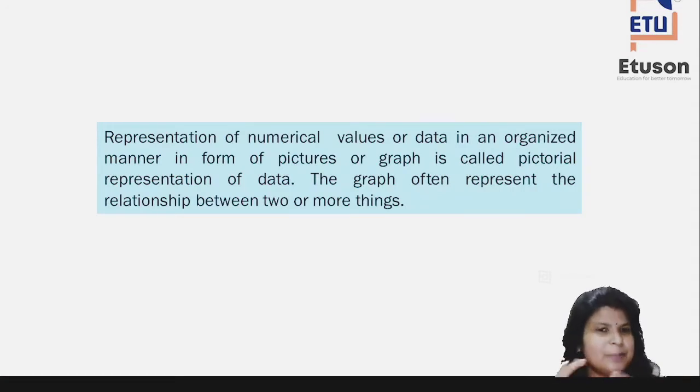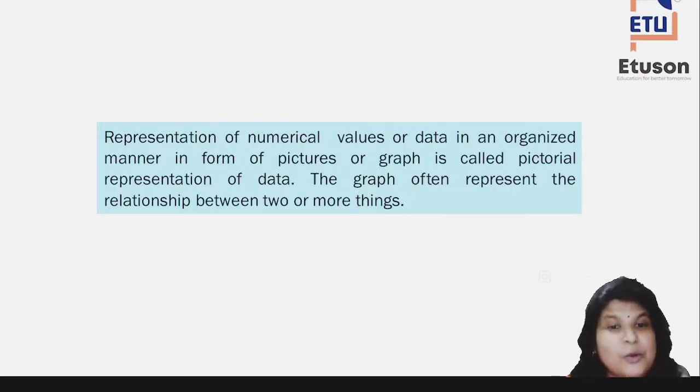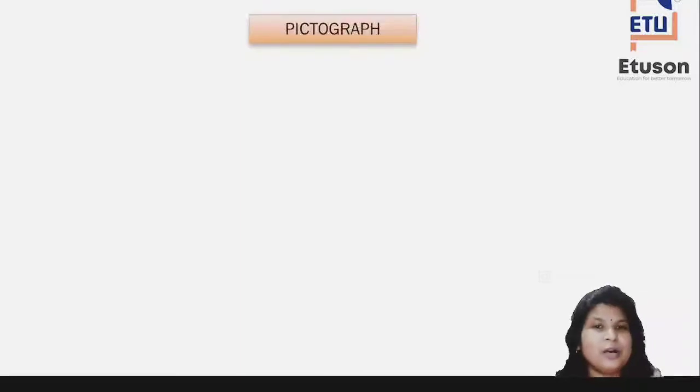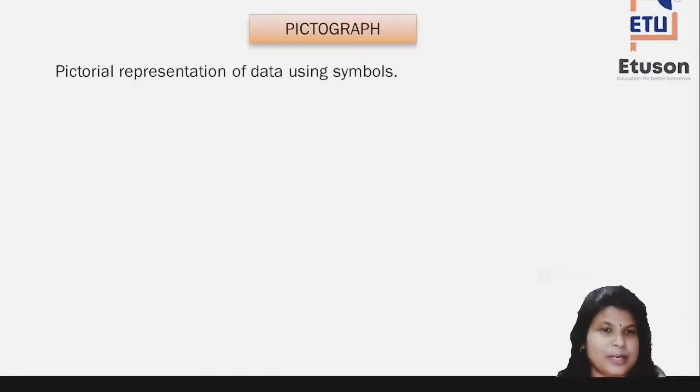So, representation of numerical values of data in an organized manner in the form of pictures or graphs is called pictorial representation of data. The graph often represents the relationship between two or more things. Now let us understand the different forms of pictorial representation one by one. The first one is pictograph. What is a pictograph? Pictorial representation of data using symbols.